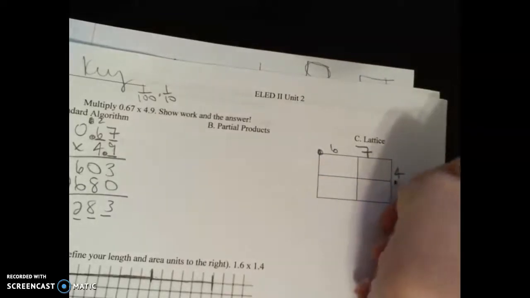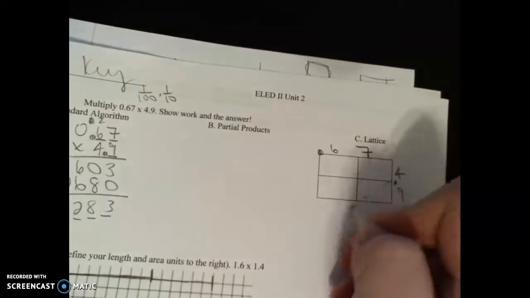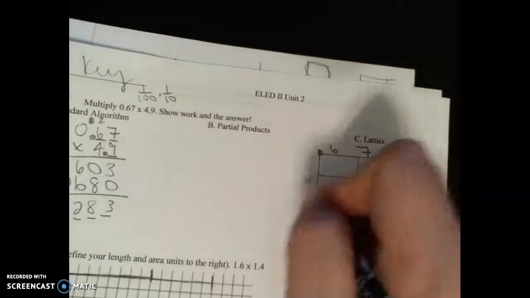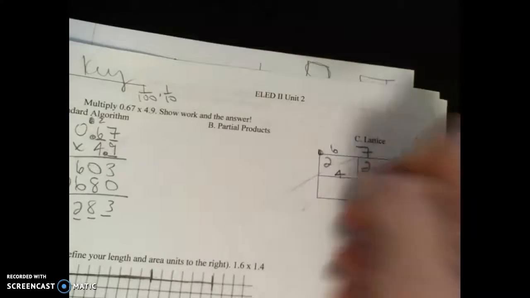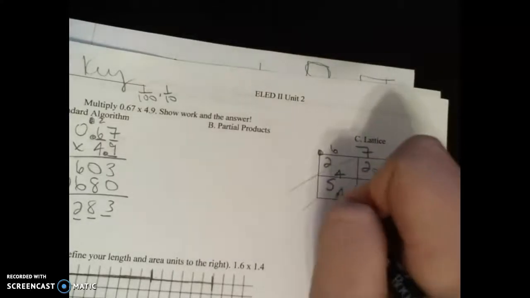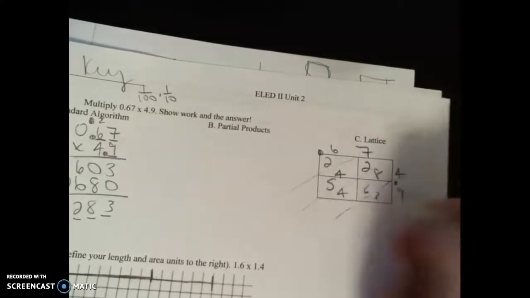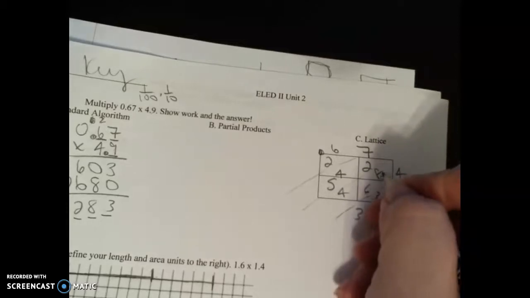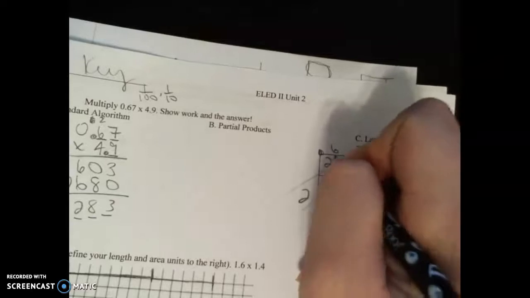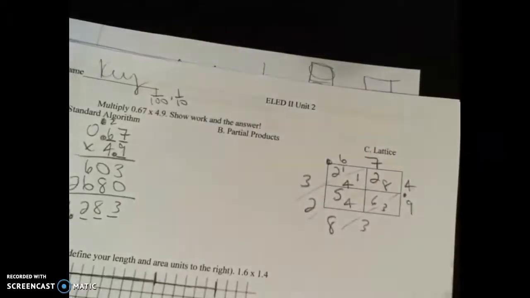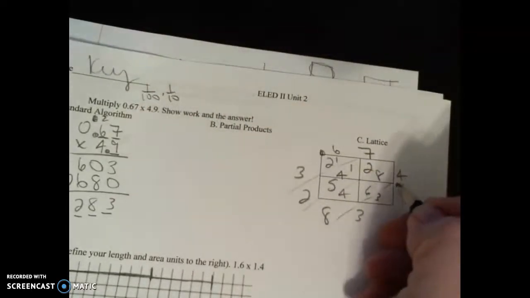So with lattice, I have 0.67 and 4.9. I'm going to make my little diagonals. All right, so this is 28. 7 times 6 is 24. This is what, 54, and this is 63. I'm going to add down here. So what is that? 18. Regroup. I get 10. I get 2. I regroup. I get 3. All right. And then, so let's see how this works.